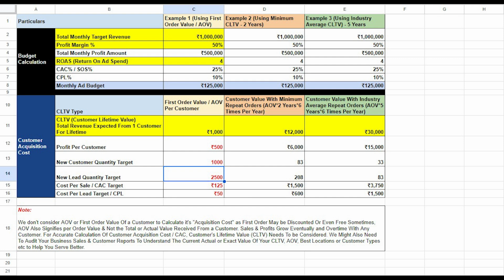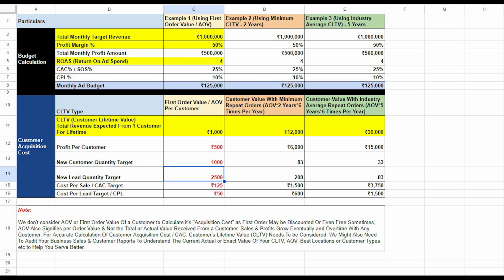So let's consider 6 months on a monthly basis. If you are able to generate orders, it will be your average order value into 2 years into 6 times per year, right? So the CLTV, customer lifetime value, here becomes 12,000.